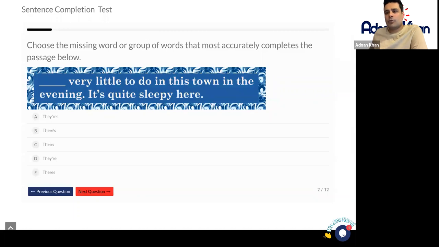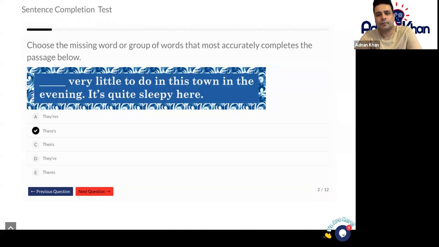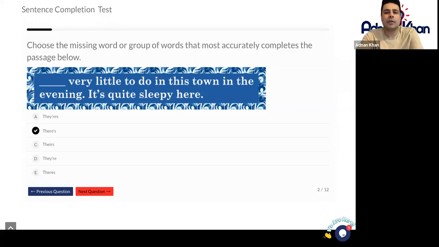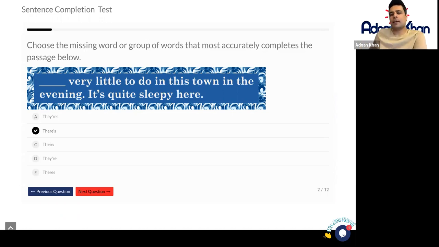Let's just go to another student. Let's go to Ariane for this one. Hi there. Go ahead with this one. I think it's B. Okay, and read the whole sentence. There's very little to do in this town in the evening. It's quite sleepy here. Yeah, so there's with an apostrophe, the one that we've selected already, that's short for there is. So there is very little to do in this town in the evening, it's quite sleepy here. So thank you for that.